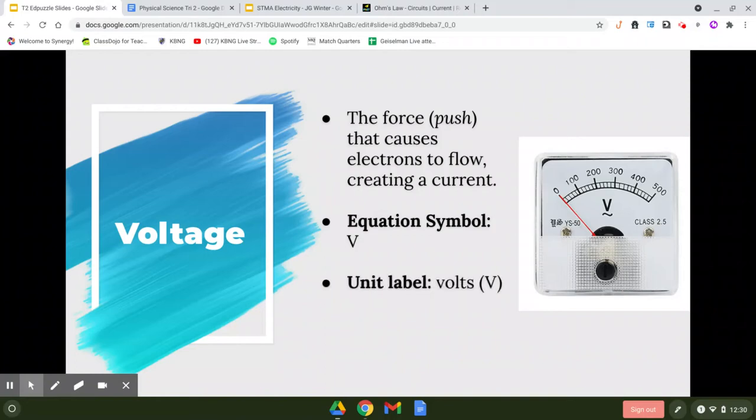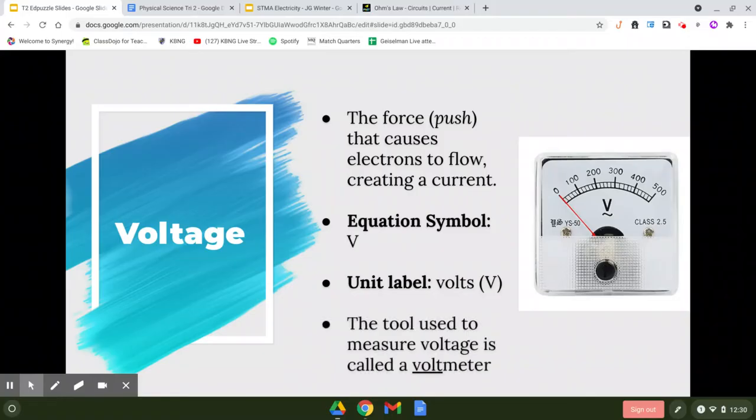And the unit for that is the volt. So we can have 1.5 volts. This picture here measures up to 500 volts. That's what we're looking at. And that tool here on the right is actually called a voltmeter. So the tool that we use to measure voltage is a voltmeter.